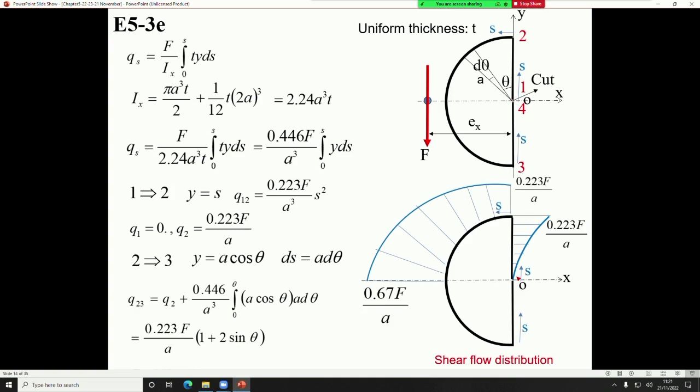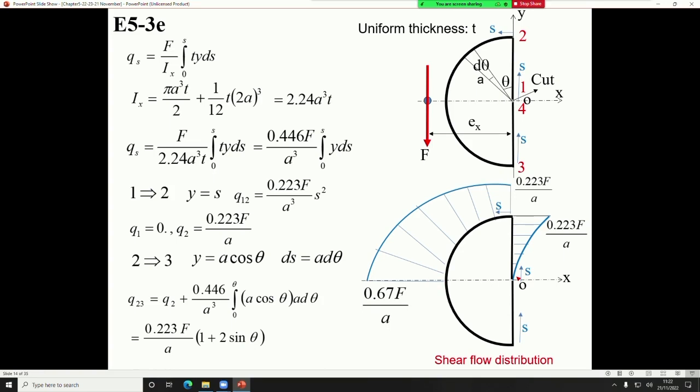And what value shall I enter in this equation to get the maximum shear flow in the section? What value do I have to enter in this equation for theta to get the maximum shear flow applied on the section? Yes, please? Theta equal to? 90, excellent. So theta equal to 90 is the answer. If I enter theta equal to 90, it gives me 0.67 F over A, which is the maximum shear flow on the section. And if I was asked to find the maximum shear stress, I just divide this by the thickness here.